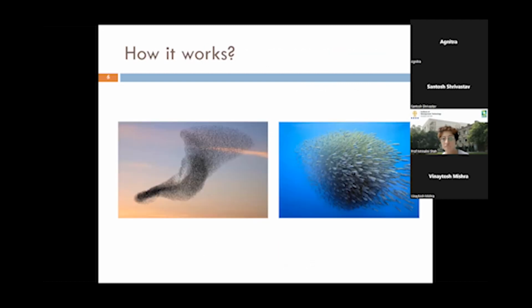Can you figure out what these images are for? The first one is a group of birds, I think. Yes, the birds are flocking together, and the other is a group of fishes, a school of fishes. Yes, exactly right. You are right. So see, each of these is actually a system, like an organization in a supply chain.